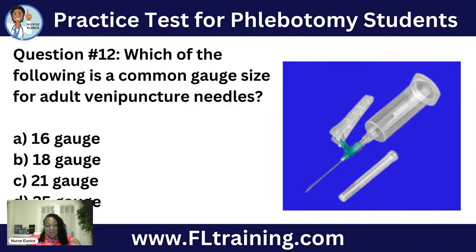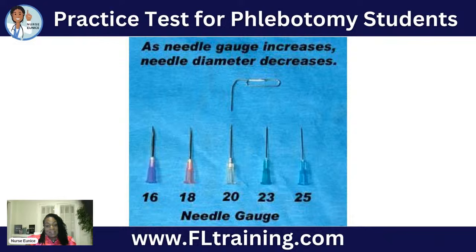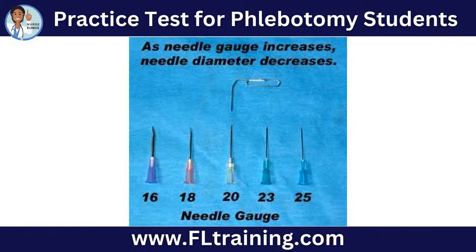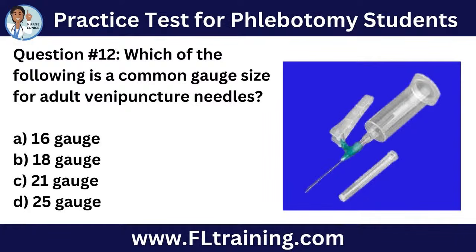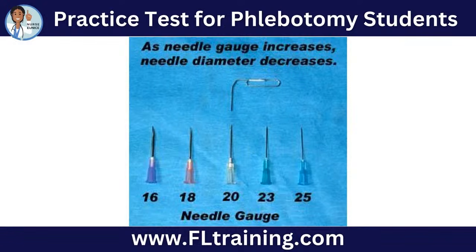But for this one, all we're doing is inserting the needle, collecting some blood, and taking it back out. So we need this patient to be comfortable. So for this one, it's going to be C. All right, so C is the correct response, a 21 gauge.